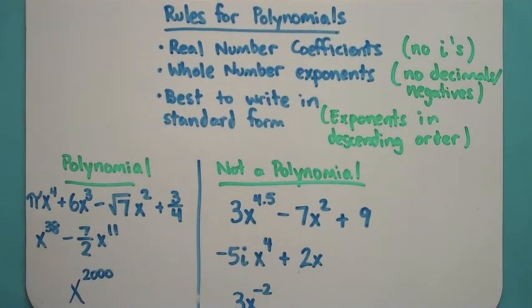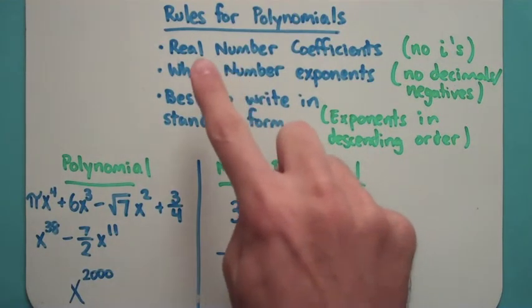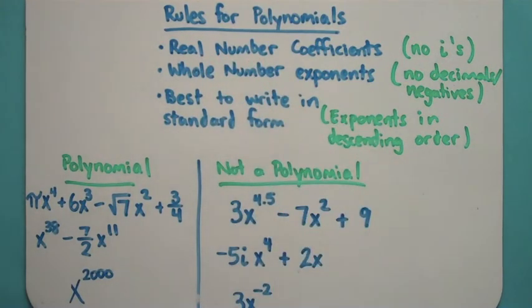Your coefficients are the numbers in front of your variable, and they need to be real numbers. In other words, no imaginary numbers with the coefficients. You can't have an i in front of one of your variables. Secondly, all of your exponents are going to be whole numbers. So there will be no negatives and no decimals for your exponents on x.